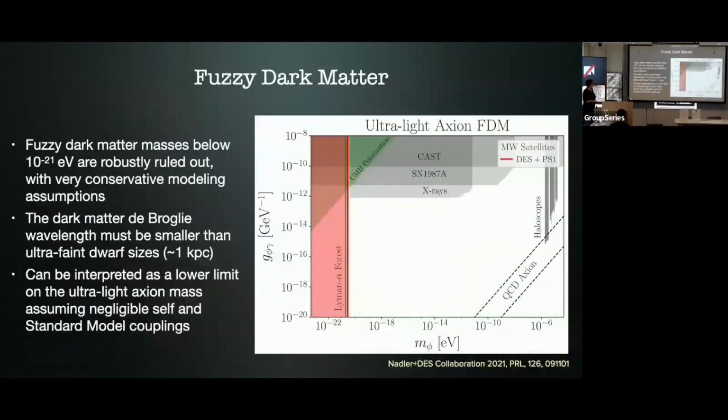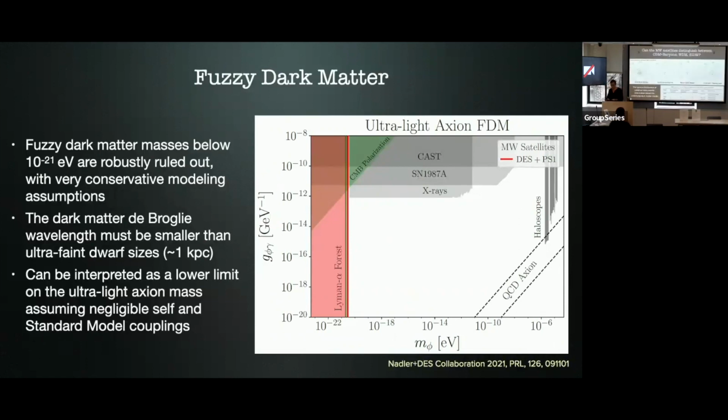We can also distinguish from fuzzy dark matter. The basic idea here, again, is that you can have a fuzzy dark matter model, an axion-like model. The QCD axion is over here. You can have a mass which is quite a bit smaller than the QCD axion, which makes a kind of fuzzy wave-like dark matter. The basic idea is that the de Broglie wavelength of such a dark matter model must be smaller than the sizes of these dwarfs, and so that can be interpreted as a lower limit on the ultralight axion mass in this case.